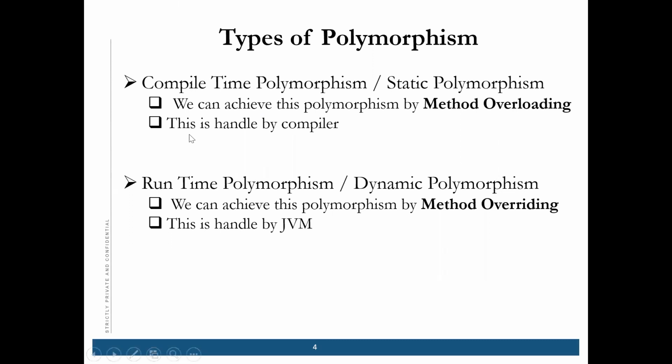Compile time polymorphism is handled by the compiler, and runtime polymorphism is handled by the JVM. JVM, I have told you, is the Java Virtual Machine. This is just for your knowledge. It doesn't help in programming, but if you want to know how it is compiled: runtime is always handled by the Java Virtual Machine, and static or compile time is handled by the compiler while you are compiling.